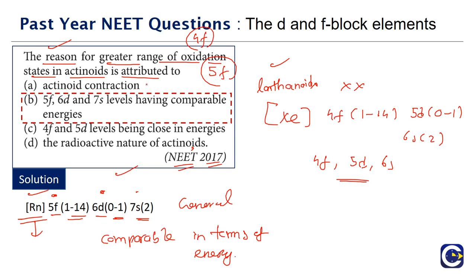So look at other options. Option A is saying what? This is because of actinoid contraction. This has got nothing to do with the actinoid contraction. Option C is saying what? The 4F and 5D levels being close in energies.